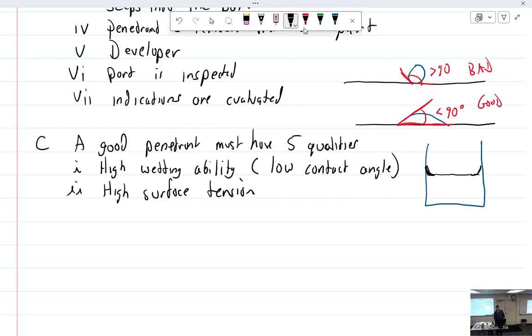What is that called? Meniscus. Yeah, that's the stuff that comes out of your nose, isn't it? No, I'm just kidding. It's meniscus.